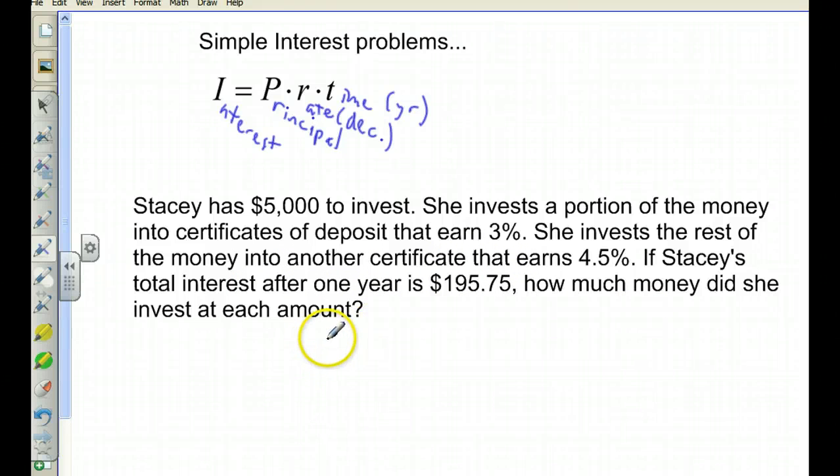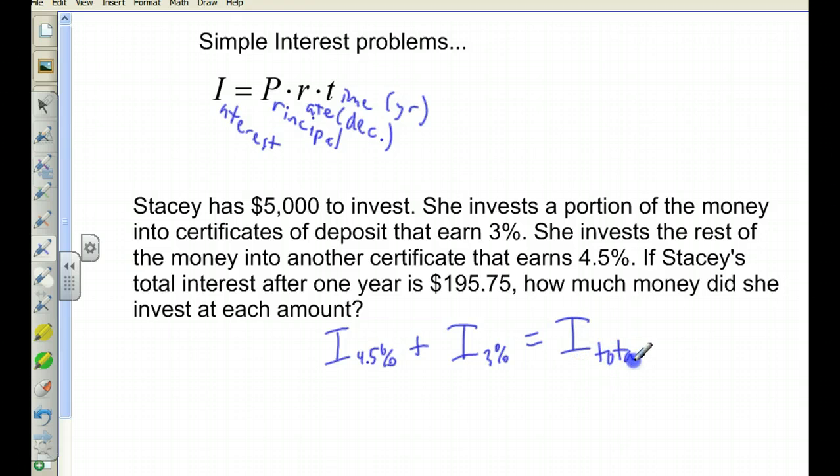So big picture, I like to think big picture first. We have the amount she earned from the first investment. We'll call that 4.5% investment. Plus the amount she earned from the 3% investment. That's going to equal your total interest that you earned. So let's call that interest total. Now we have a formula for interest, so it's PRT.